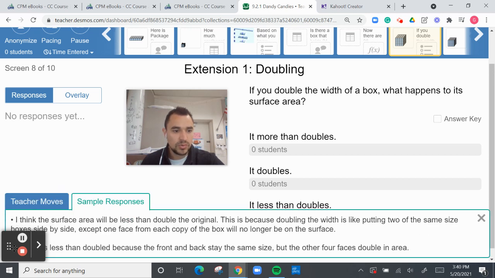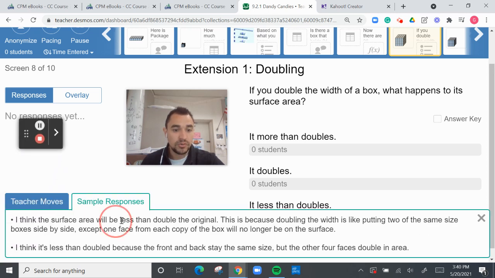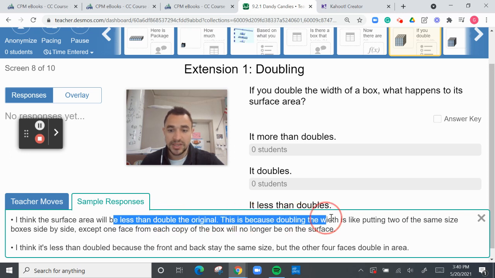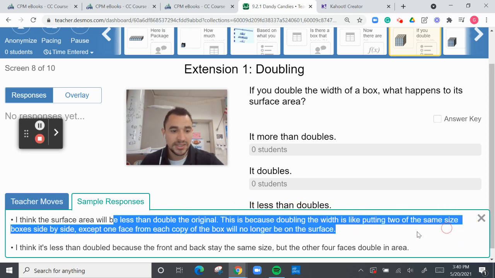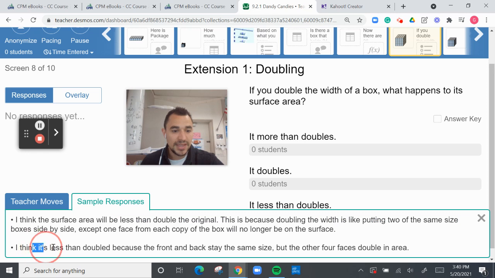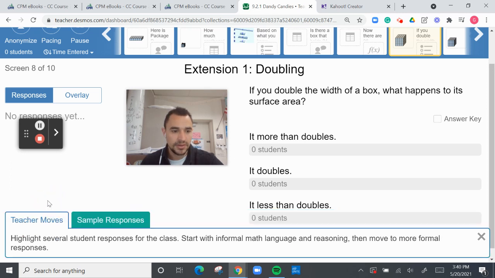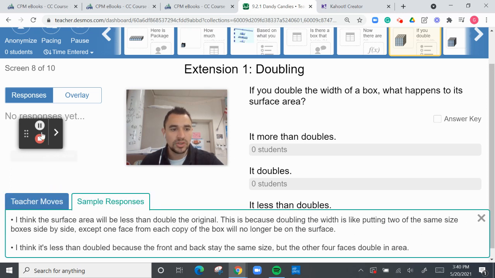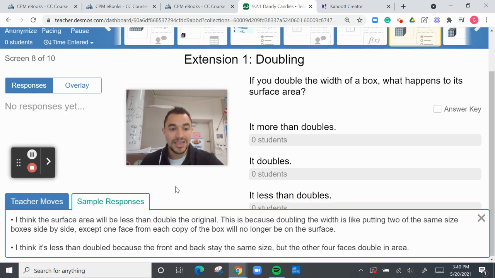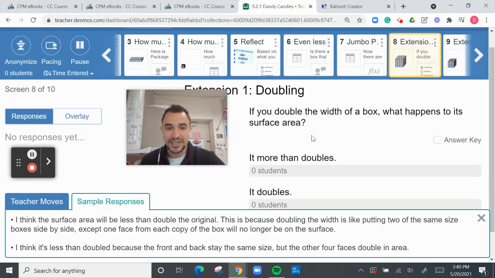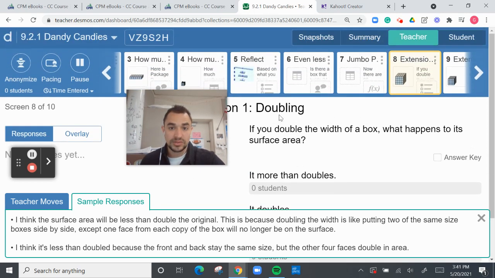One thing would be, I think the surface area will be less than double the original. This is because doubling the width is like putting two of the same sides. I think it's less than double because the front and back stay the same size. That is very true, but the other four surfaces double in area. All right, so those are some good ideas, some good sample responses. So it says that it's going to be less than, but let's try it out with our extension.